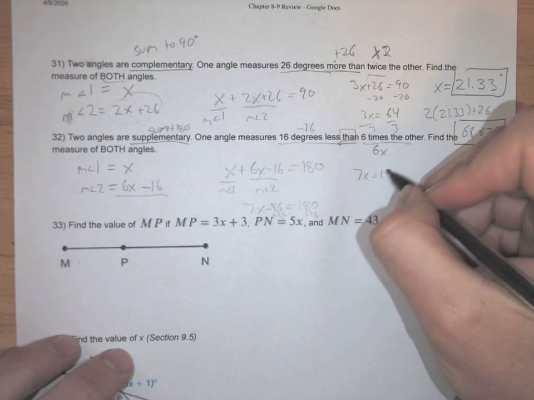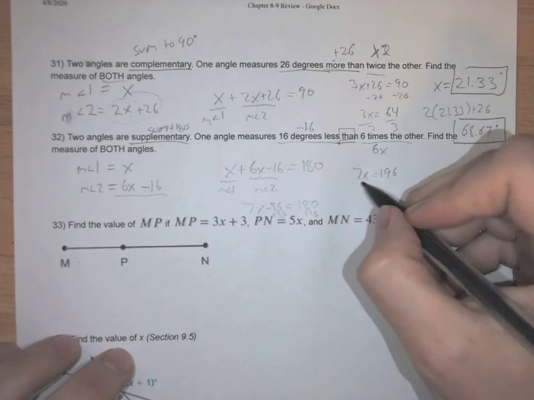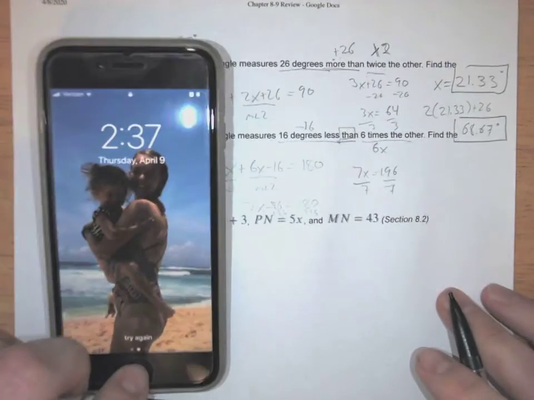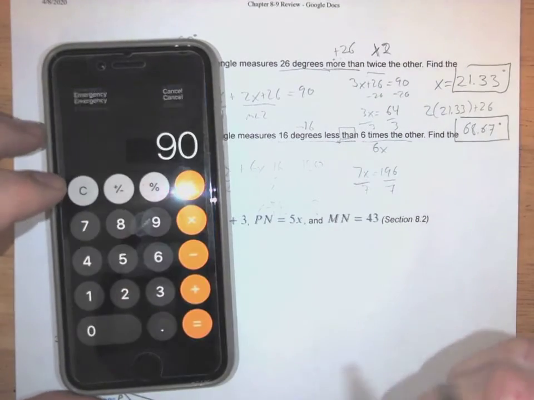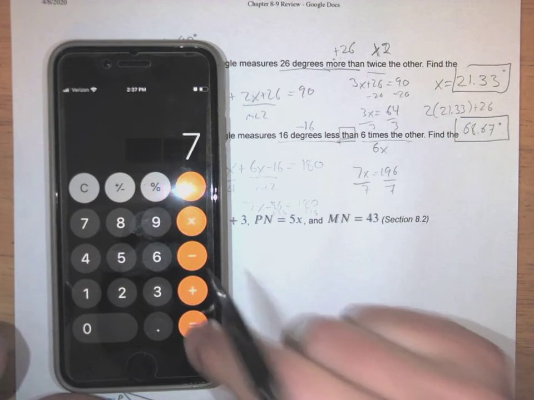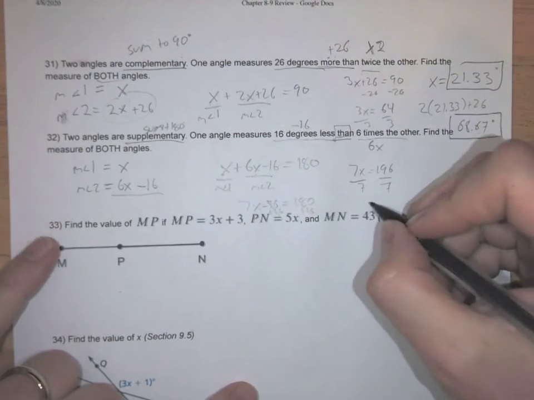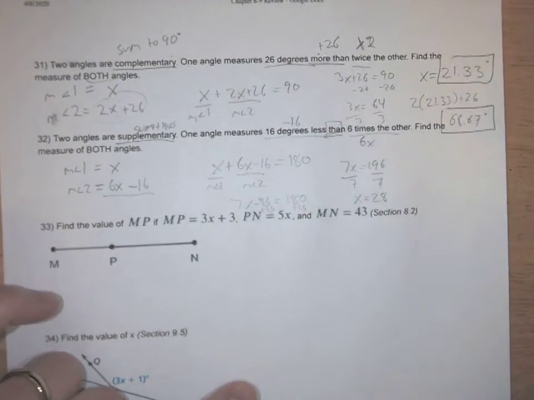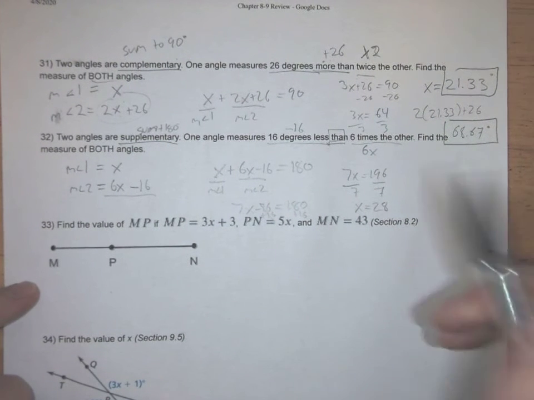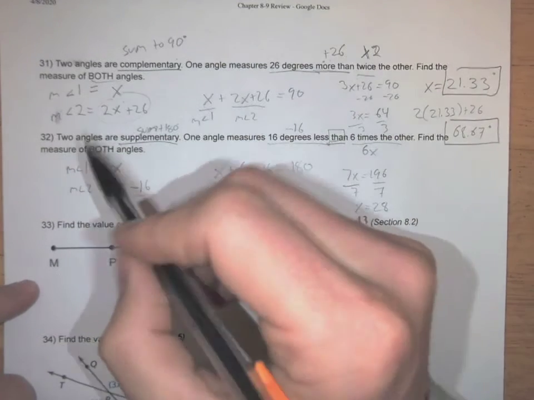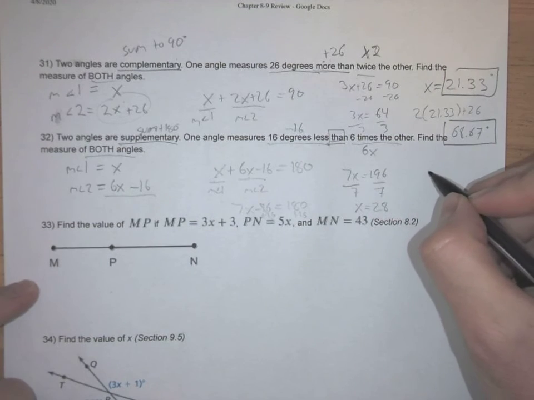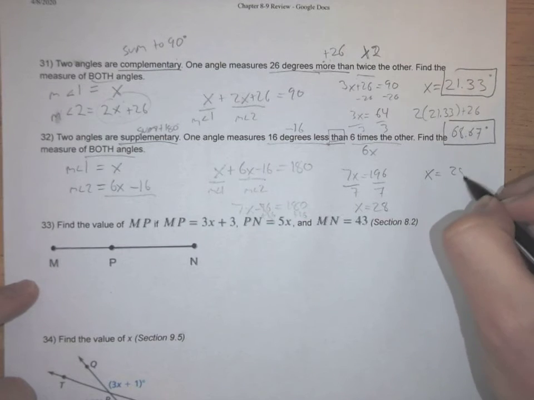So 7x equals 196. We need to divide both sides by 7. Don't mind the picture of my wife. So 196 divided by 7 equals 28. So x equals 28. All right, now that's not what we were looking for. That is just x, right? So what we're looking for is measures of both angles. So the measure of angle 1 was x. That's part of what we need. So 28 degrees was one of them.